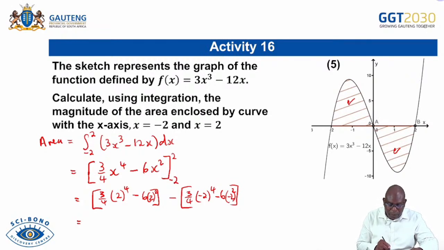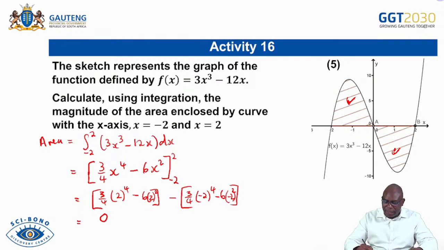That gives me 0. An area cannot be 0. What did I do wrong here? We have that area that is below, and that other one is above. When I calculated that, I get 12 minus 12, which gives me 0. What should I do? No problem. Look at what I'm going to do now.